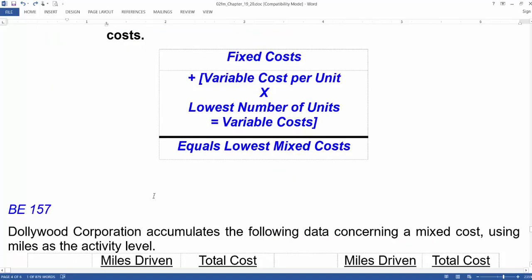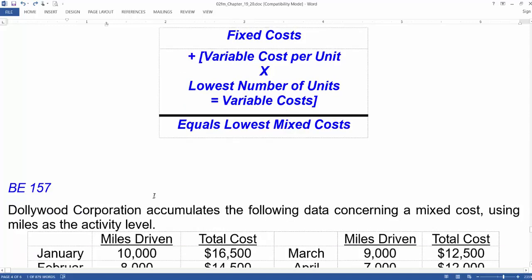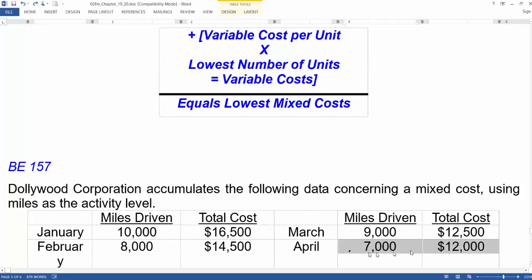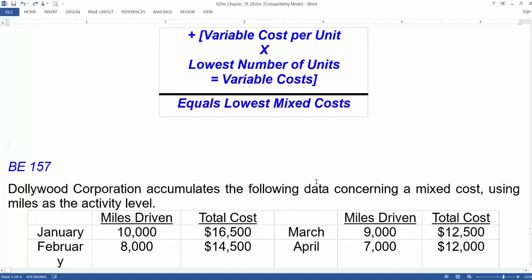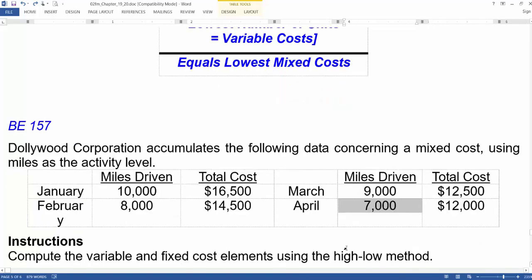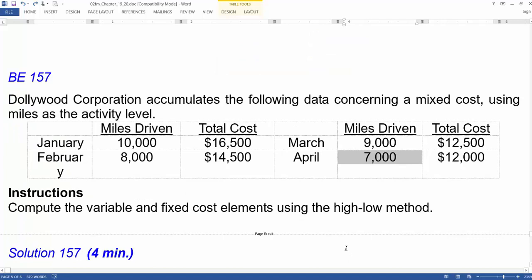Let's try one here. Let's say that Dollywood Corp accumulates the following data concerning a mixed cost using miles as the activity level. So miles driven in January was 10,000 and total cost $16,500, all the way up to April: miles driven 7,000 and $12,000 cost. We'll start out with the highest total cost, 16,500, and the lowest total cost, 12,000, and the highest number of miles driven, 10, and the lowest number of miles driven, 7. So 10 minus 7 is 3, and 16,500 minus 12,000 is 4,500.